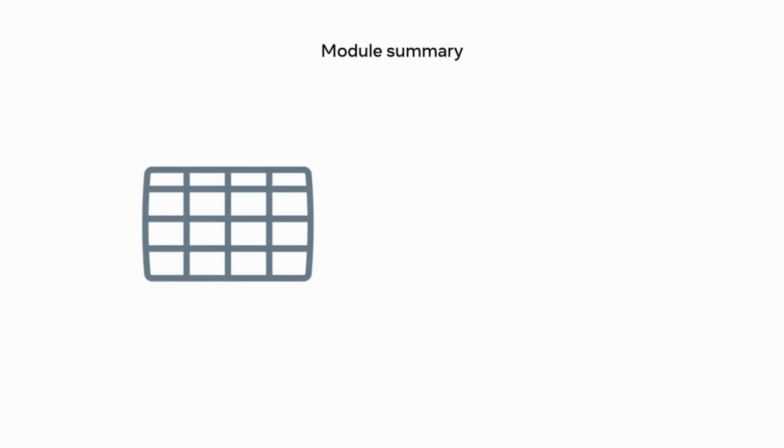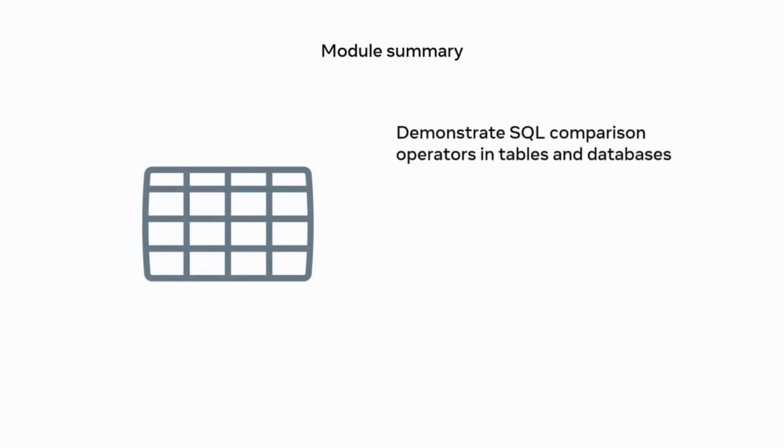Data can be filtered using the where clause and sorted using the order by clause. Just to finish up, let's recap the key points of this module. Here at the end of this module, you should now be able to demonstrate the SQL arithmetic operators in tables, demonstrate the SQL comparison operators in a database, describe the purpose of an order by clause, and demonstrate ascending and descending sorts by single and multiple columns.